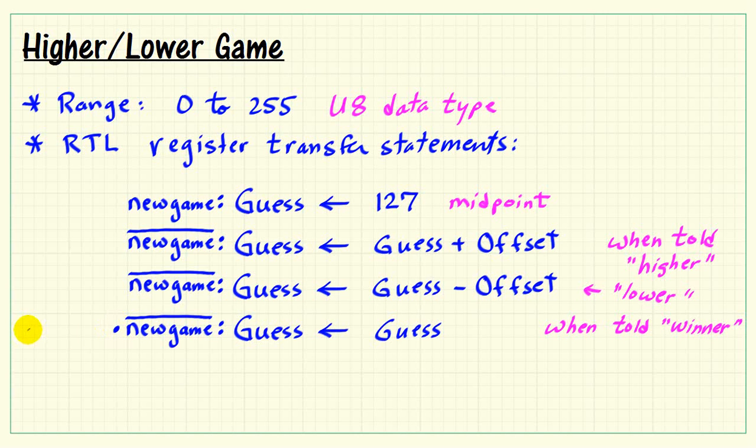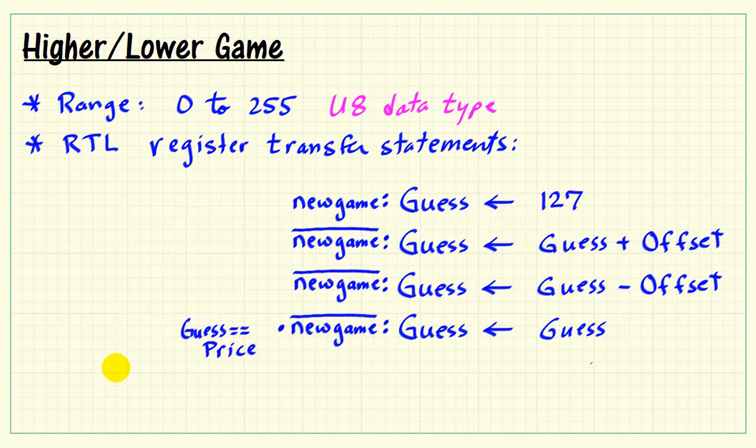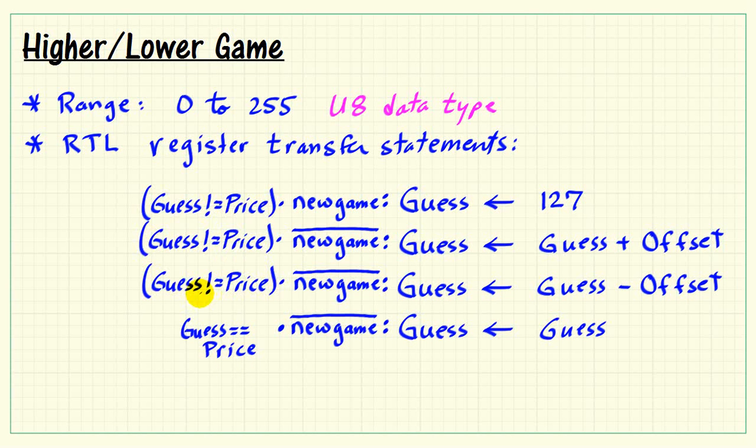I think I'm going to backtrack here just a little bit and realize that anytime our guess in fact equals the price, or is identically equal to the price, that's what that notation means, we know we've won the game and we should stay parked at that value. That's actually a higher priority condition to work with, so I'll worry about that one first. So we'll say that if guess is not equal to the price, then we need to do something else. Now we can make our decision about whether it should be adding or subtracting the offset.